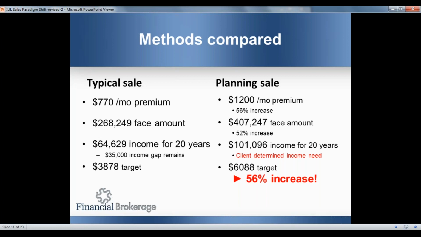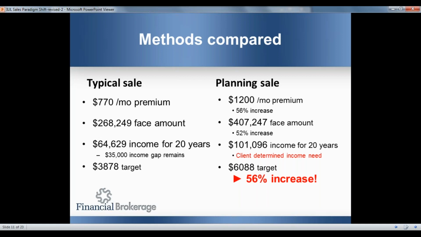And then the income that this client can get. Well, he said he needed $100,000. That's what we're able to demonstrate. If we went with the typical sale that you're going to get, if you just ask how much can you afford, well, in this case, the client would only get $64,000 a year in retirement. On top of that, our commissionable target is much, much higher. Again, it's 50% greater, and we all get paid on target. So would you rather get paid on nearly $4,000 or get paid on nearly $6,000, right?